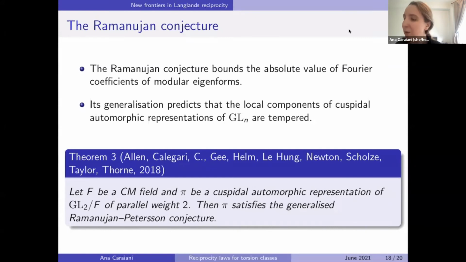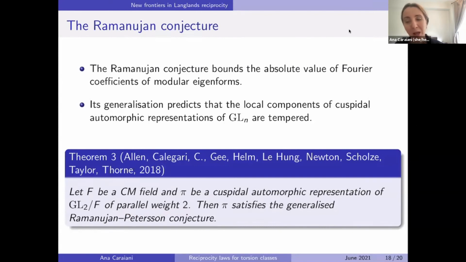So in 2018, again, in this large collaboration, we were able to show that if you start with a cuspidal automorphic representation of GL2 over a CM field, which has parallel weight 2, then it satisfies the generalized Ramanujan-Peterson conjecture. So the parallel weight 2 condition is saying that it has to contribute to the cohomology of the corresponding locally symmetric space with constant coefficients.